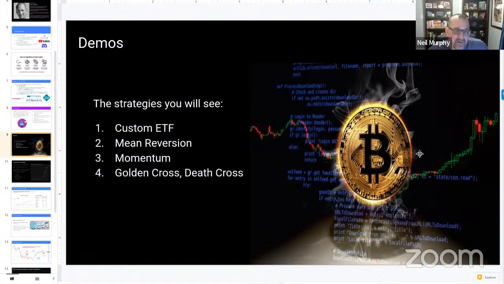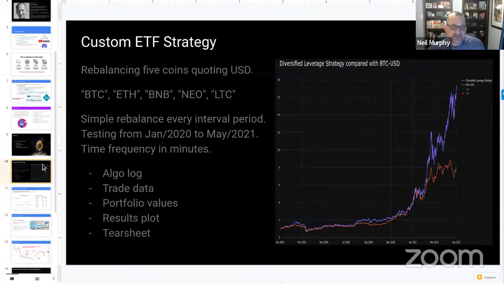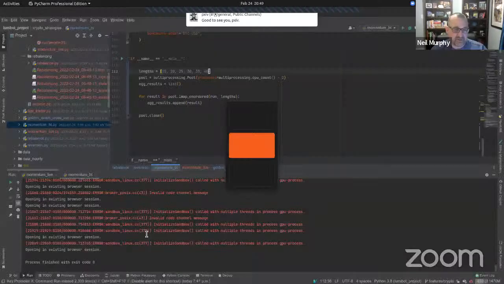The first one that I'm going to show you is something we call the custom ETF. The custom ETF strategy basically rebalances a portfolio of coins. These ones are all against the US dollar, and for this strategy I'm just going to do backtesting. What I wanted to show you with this was some of the output that you get at the end of a backtest that helps you make your decisions, and that's what this list is here. But I'm just going to go ahead and run one for you here.